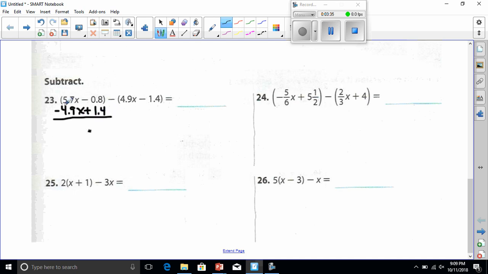And if we put these together, we see that we've got, let's see, well, 5.7 minus 4.9. We're going to have to borrow one from here, leaving 4, bring one here, and 17 minus 9 is going to be 0.8. So this would be 0.8x. And let's see, well, I could say negative 0.8 plus 1.4, or I could say 1.4 minus 0.8, and that's going to give us 0.6. And we're done. 0.8x plus 0.6.